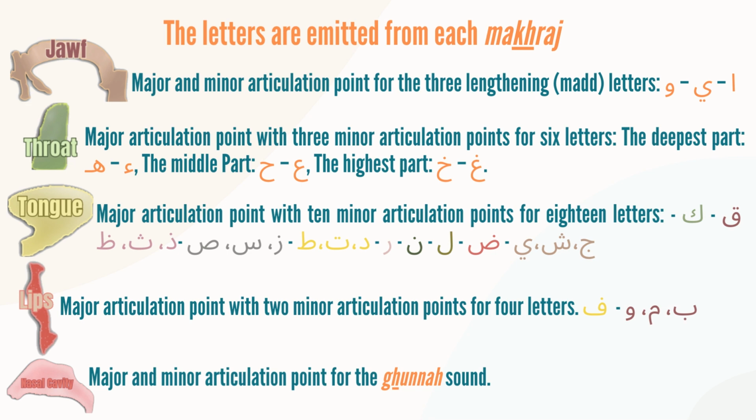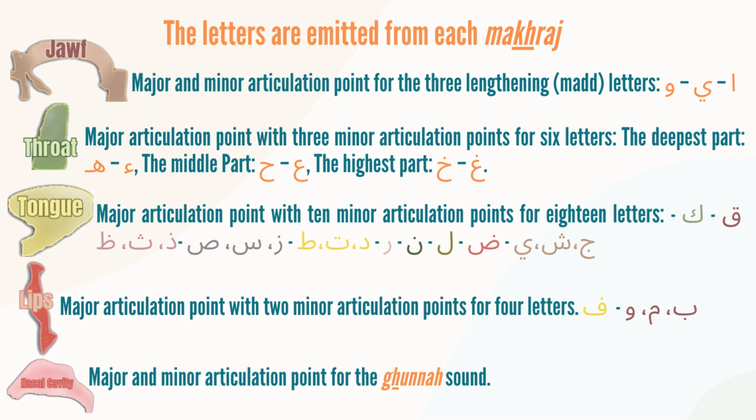And now it is the tip of the tongue, which includes 5 minor articulation points. The first one is for the noon only. The second is for the ra. And then dal, ta, and ta, they share one minor makhraj. Then za, sin, and sad, they also share one minor makhraj in the tip of the tongue. Then dhal, tha, and dha, they also share one minor makhraj in the tip of the tongue.